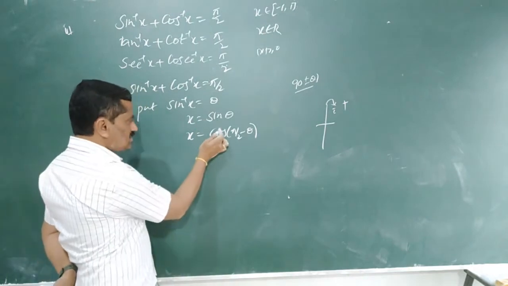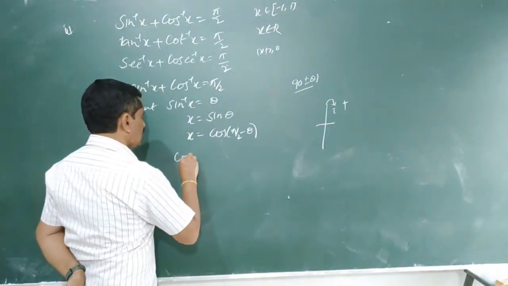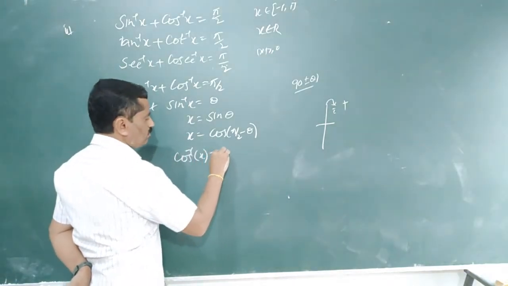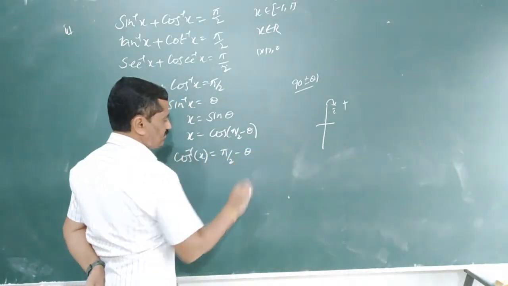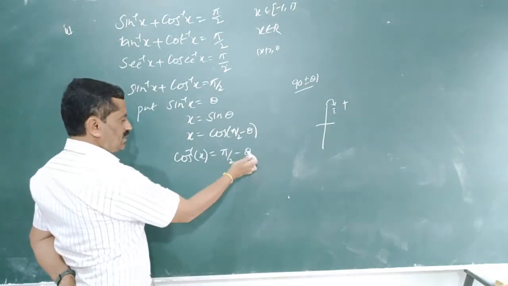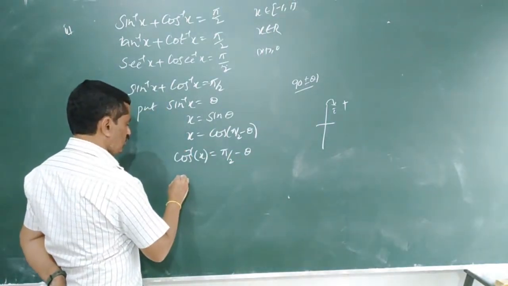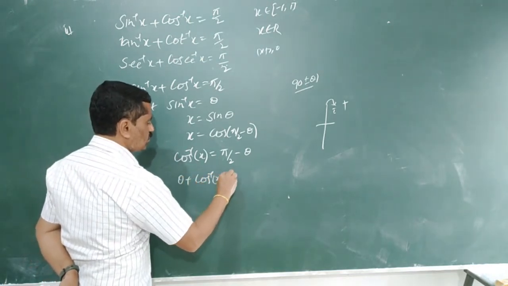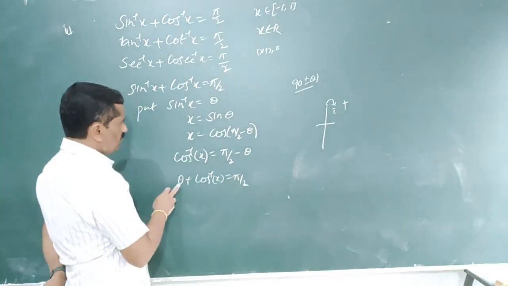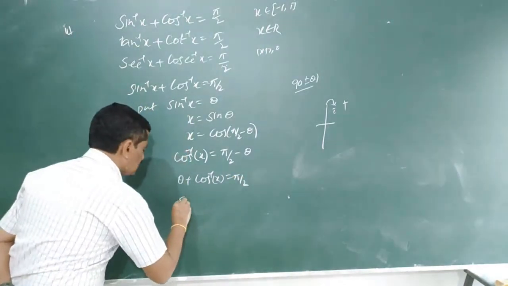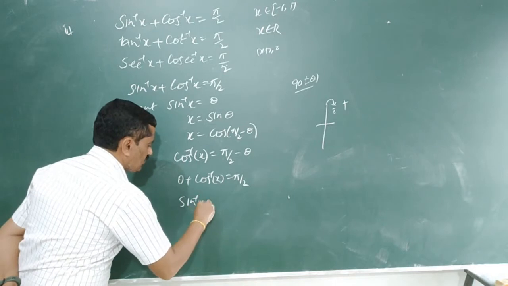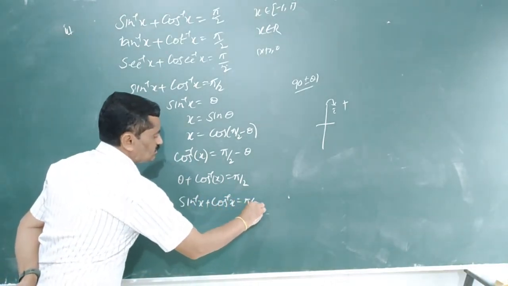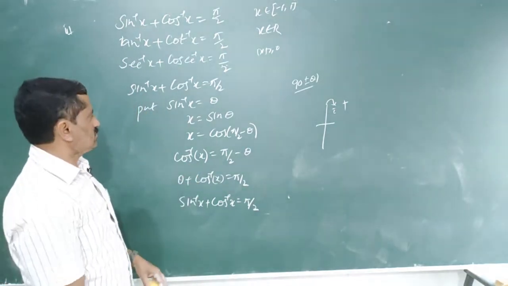Okay. Now bring this cos to LHS. Therefore, that is cos inverse of x is equal to pi by 2 minus theta. Okay. Bring this theta to LHS. Again, therefore, theta plus cos inverse of x is equal to pi by 2. But what is the value of theta? We have sin inverse x. That is sin inverse of x plus cos inverse of x is equal to pi by 2. Okay. Hence, proved.